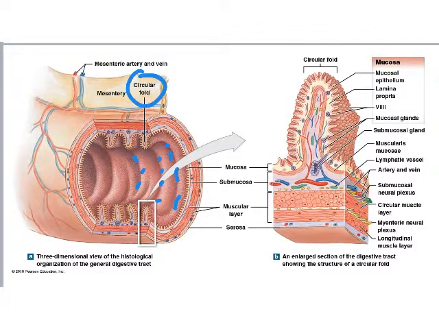Another strategy to help with increasing surface area for the sake of increasing absorption is the villi that you'll see. So here on this picture, this is showing you one circular fold. It's showing you this one here. And then on top of the circular fold, you have more folds, hills and valleys. These are the villi.